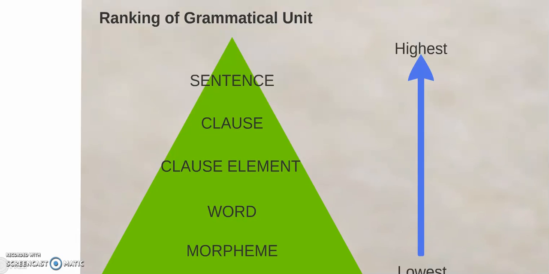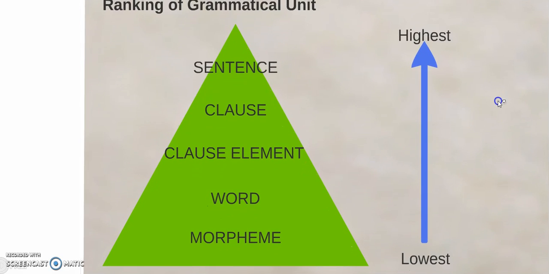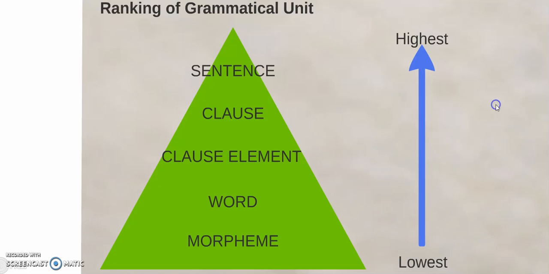If you look, there's a couple of visuals here. At the bottom we've got the smallest grammatical unit, which is the morpheme, and a morpheme is a part of a word, and a part of a word makes a word. So above that, the next grammatical unit is a word. You should all be pretty familiar with what words are.